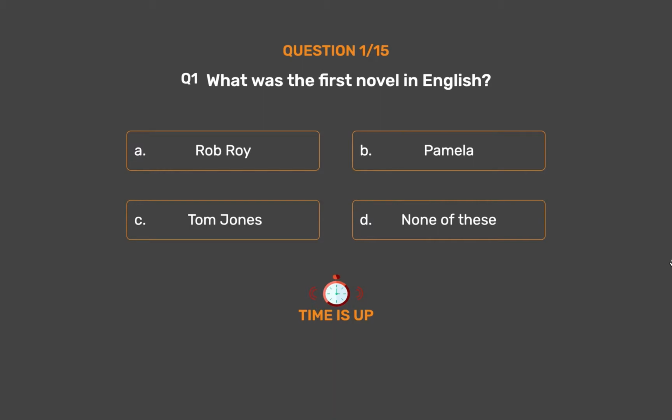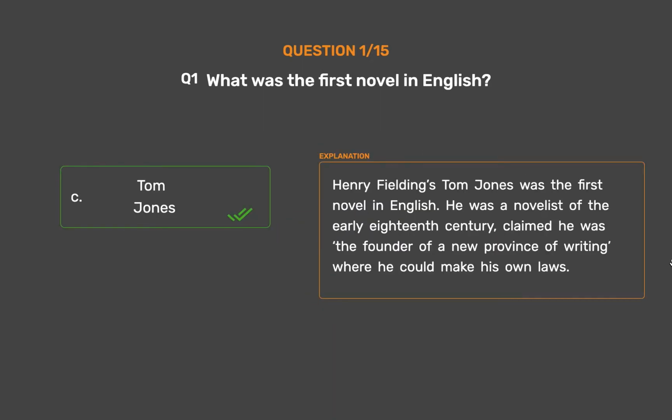The correct answer is Option C. Tom Jones. Henry Fielding's Tom Jones was the first novel in English. He was a novelist of the early 18th century, claimed he was the founder of a new province of writing where he could make his own laws.